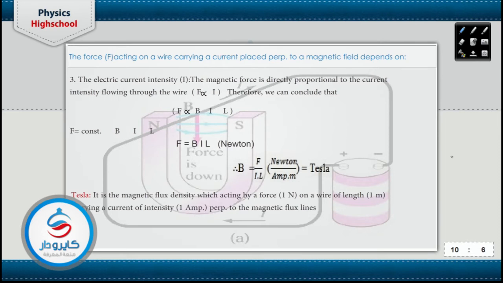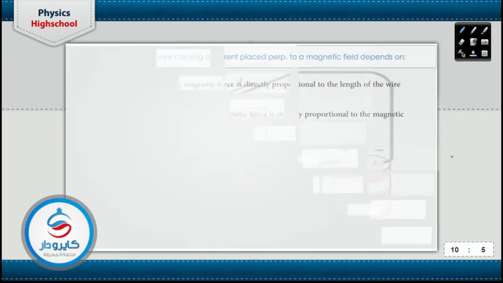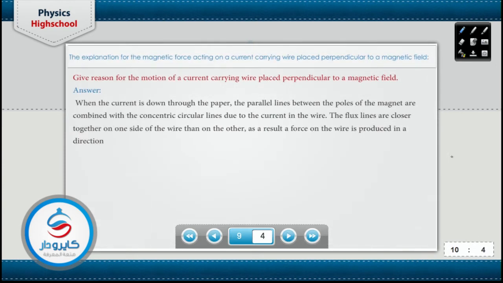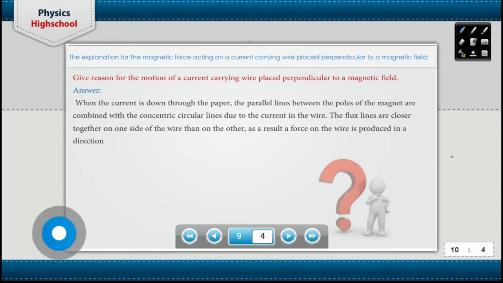The force F is measured in Newton. Okay, now a "give reason" question: a wire carrying current placed perpendicular to the magnetic field is affected by a force. Why, when I have a straight wire placed in a field, is it affected by a force?